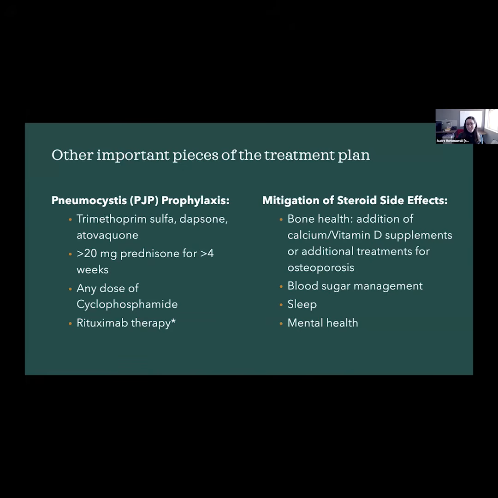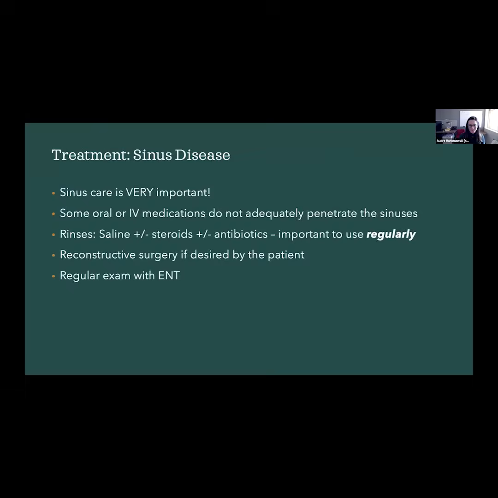Trying to get really good sleep is important because steroids can cause insomnia in a lot of cases. So taking that prednisone in the morning is really important. And also mental health. Steroids can be a lot on people's mental health. It can cause anxiety, depression. And so making sure that patients have good access to mental health resources and support is really important.